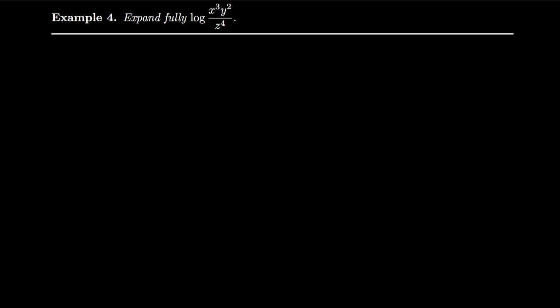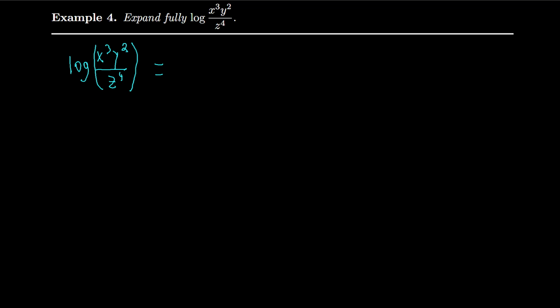So let's do this last one here. It says to expand fully the log of x cubed y to the second over z to the fourth. And this one's even easier than the last one. So again, we're just going to write it out first. And I invite you, by all means, please pause the video, give it a shot yourself, see if you can get the answer right. If you can, awesome, then you understand this. If you can't, you need some more practice, and that's fine. It's just using those three properties over and over.